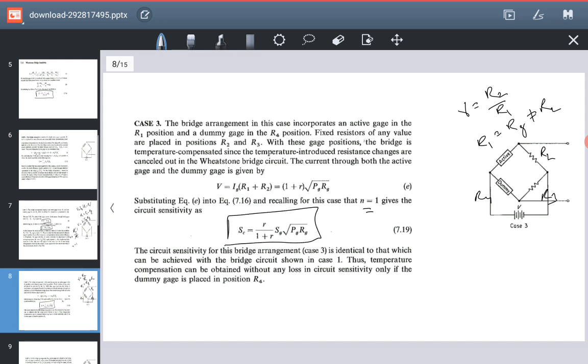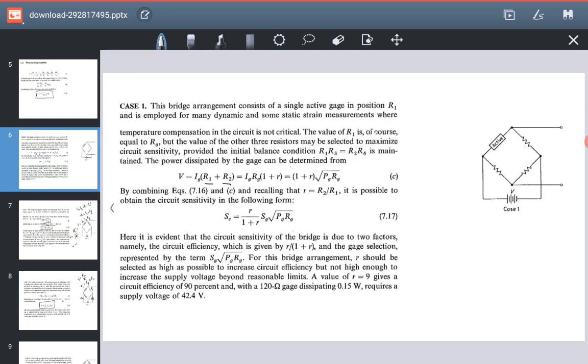So this shows that if you replace the dummy with resistance R4, it is going to convert into this case.